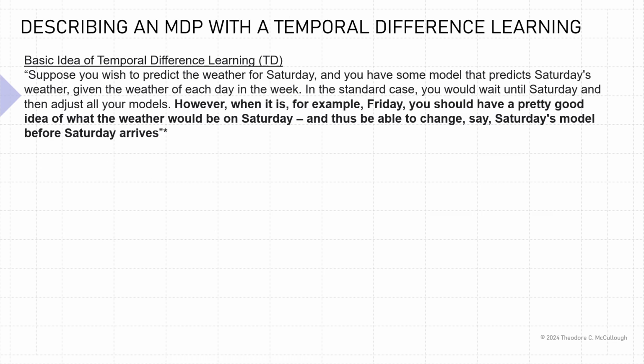Now that we've described what an MDP is, we can talk about the basic idea of temporal difference learning using the following analogy. Suppose you wish to predict the weather for Saturday, and you have some model that predicts Saturday's weather, given the weather of each day in the week. In the standard case, you would wait until Saturday and then adjust your models. However, when it is, for example, Friday, you should have a pretty good idea of what the weather would be on Saturday, and thus be able to change, say, Saturday's model before Saturday arrives.